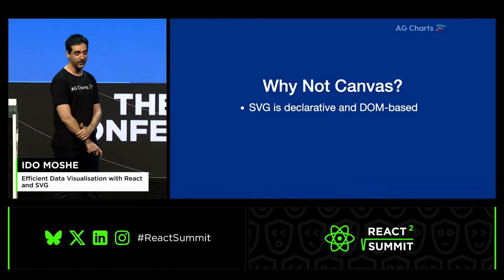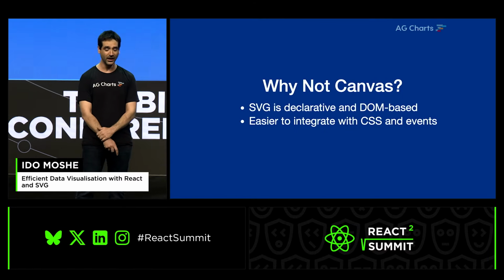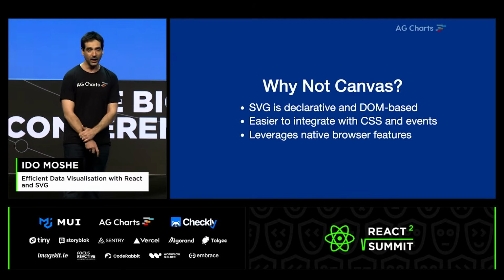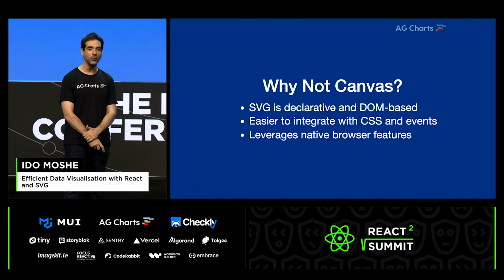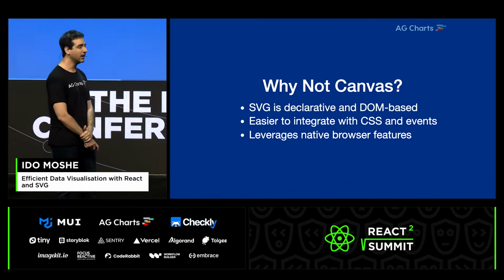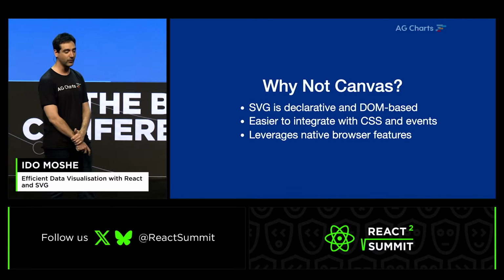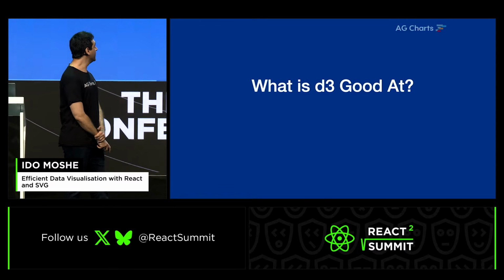So basically, what's nice about SVG is that it is declarative, which works very well with React, and is DOM-based. So most of the things we're used to exist in SVG. It's easier to integrate with both CSS and DOM events, and generally speaking, it just leverages everything that the browser can give us. So most of the API that you're familiar with from regular HTML-based DOM will also be supported by SVG.